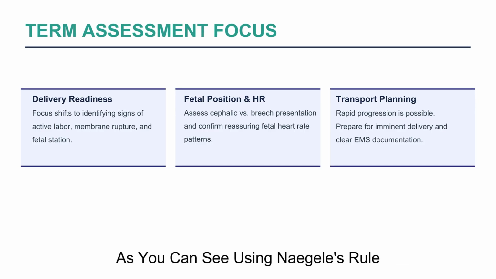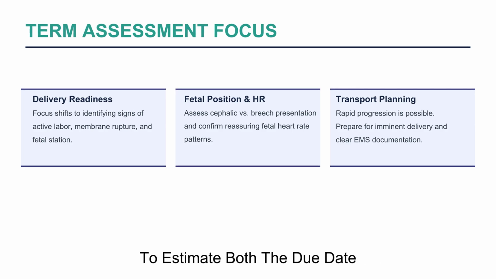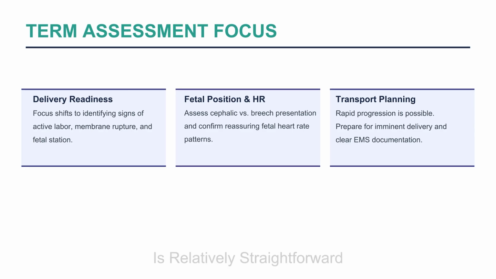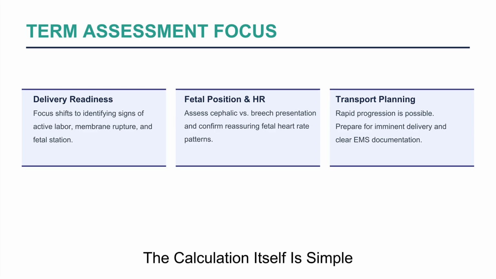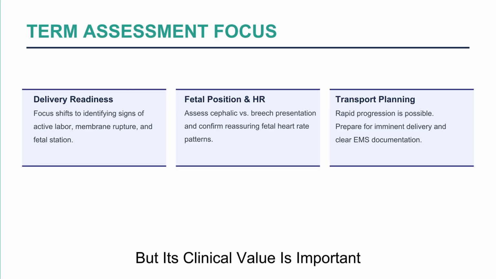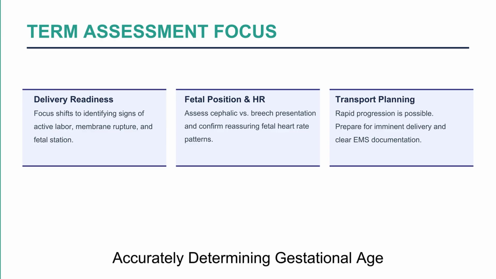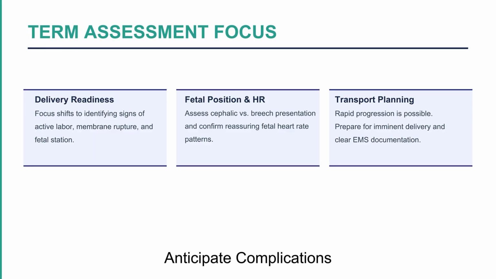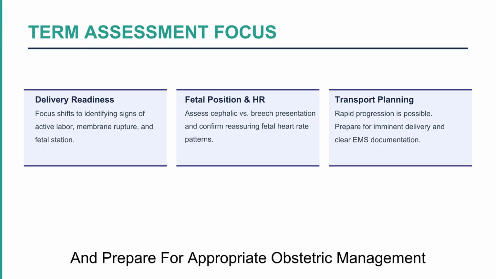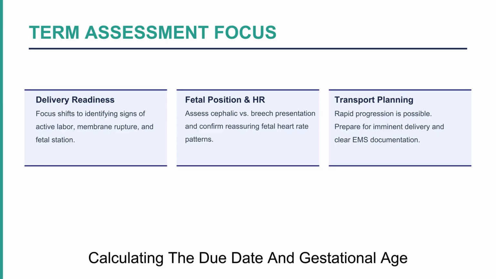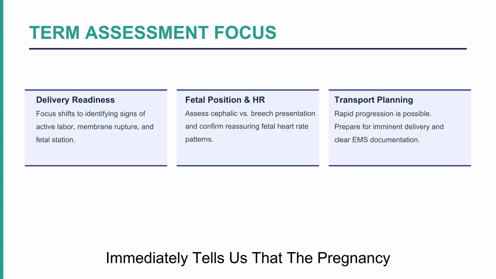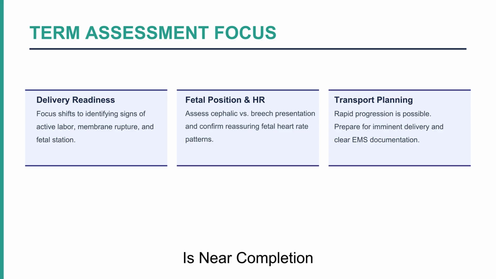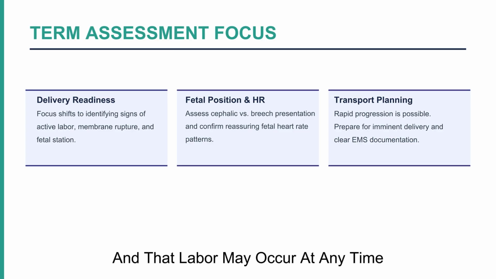As you can see, using Naegele's rule to estimate both the due date and the baby's gestational age is relatively straightforward. The calculation itself is simple, but its clinical value is important. Accurately determining gestational age helps providers understand the stage of pregnancy, anticipate complications, guide assessment priorities, and prepare for appropriate obstetric management. In Rebecca's case, calculating the due date and gestational age immediately tells us that the pregnancy is near completion and that labor may occur at any time.